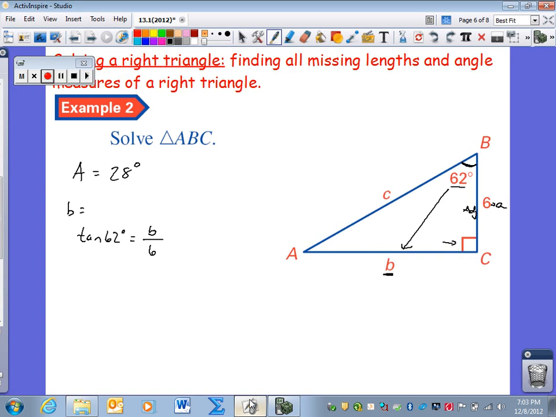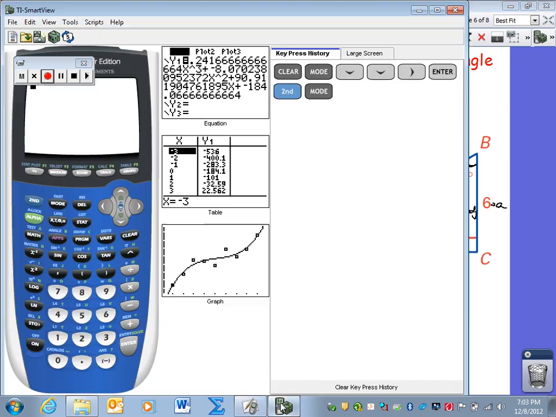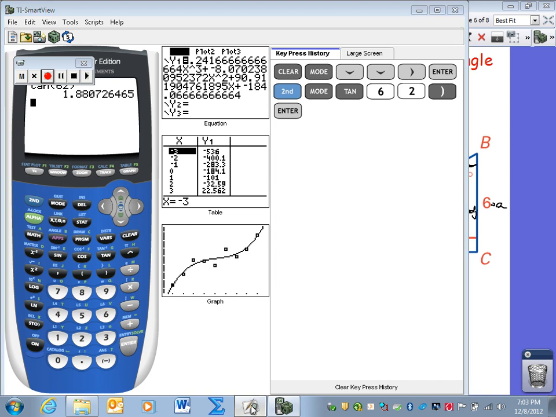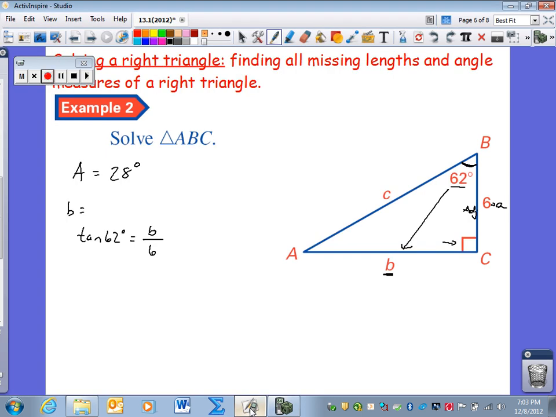On our problem, it said tangent of 62 equals b over 6. Again, from your geometry class, I know that you did these because I've helped many people in geometry that always come in asking these questions. I like them because all you got to do is use your calculator. Tangent of 62 is a number. So it's 1.88072645. In other words, I got something that looks like this.